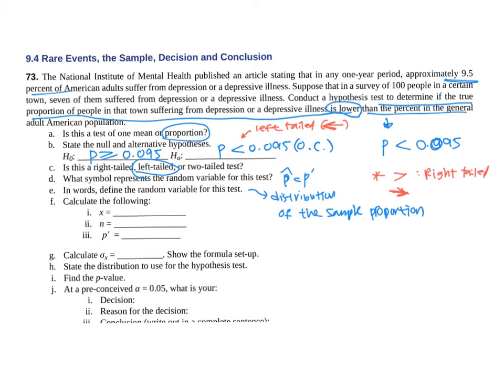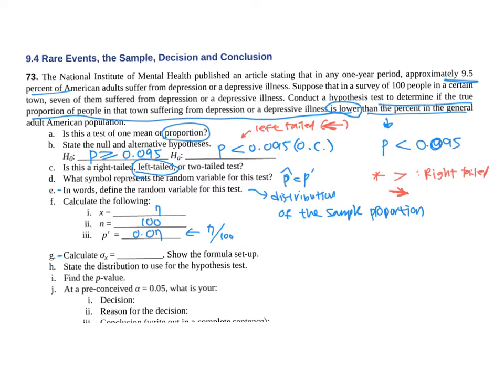Don't worry too much about part E or part G. It's a little too technical. I'm not going to go into that much detail. Let's look at the calculate the following. X is 7, that's the number of yeses. Out of 100 people they surveyed, 7 of them suffer depression. So 100 is the sample size, 7 is the number of successes. That means 0.07. I got that by 7 divided by 100. The general population is 9.5%. In this particular example, the rate is 7%.